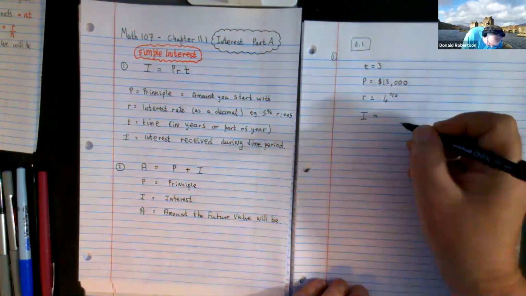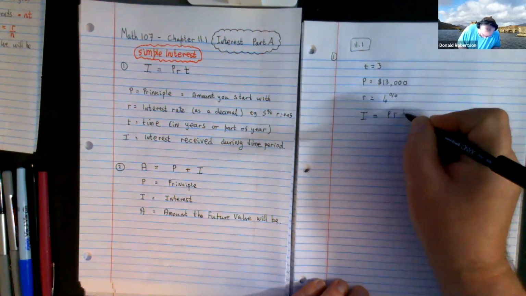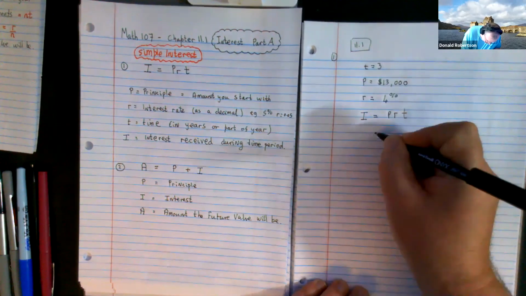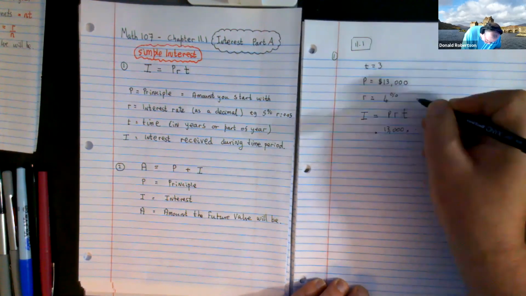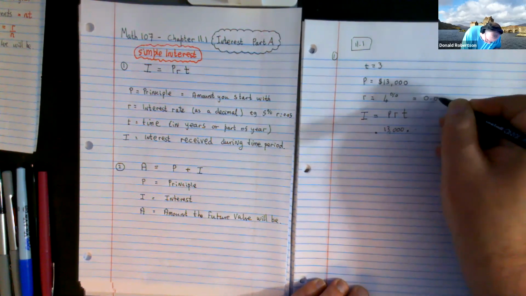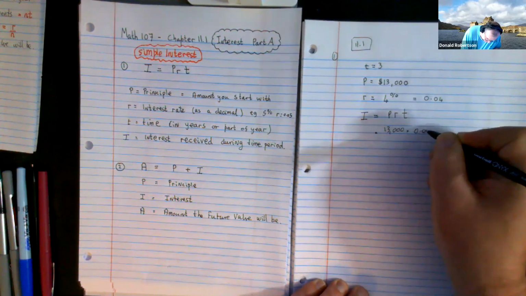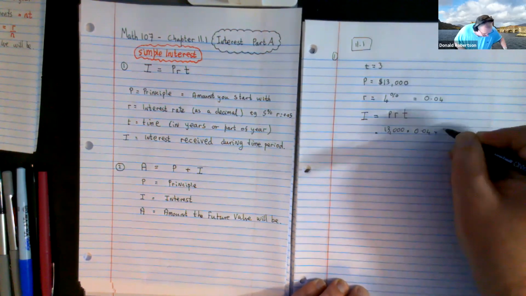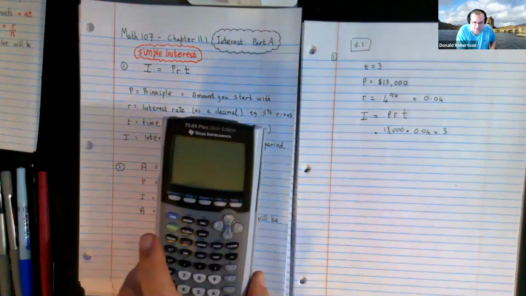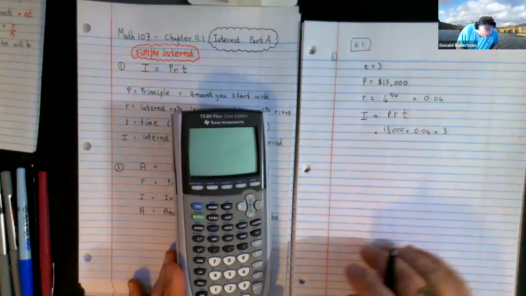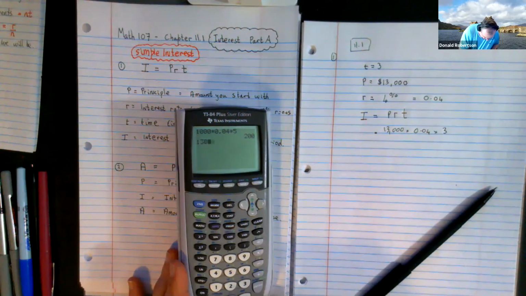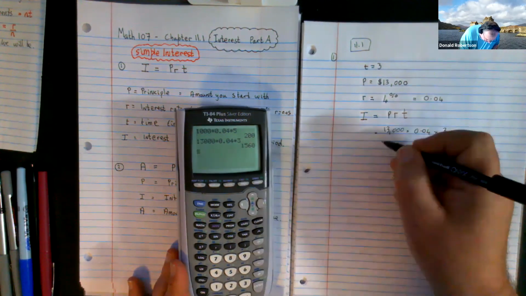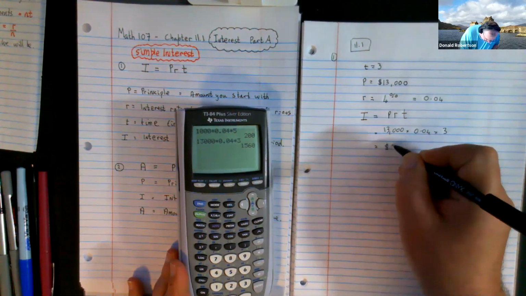The formula is P, R, and T. Now, P is 13,000 times the interest rate, which has to be converted into a decimal, times 3 years. For something like that particular calculation, your calculator works fine, but in later questions, this is kind of necessary. So there's my 13,000 times my 0.04 times my 3, and it looks like 1,560.